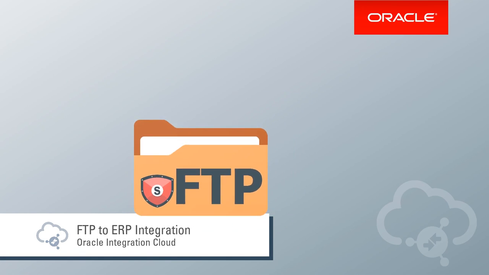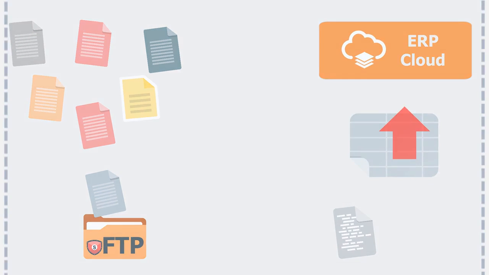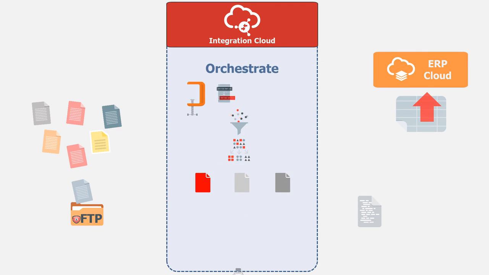Do you need to load and orchestrate data from an FTP location to your ERP Cloud service? Oracle Integration Cloud's orchestration pattern allows the execution of business processes and long-running activities.